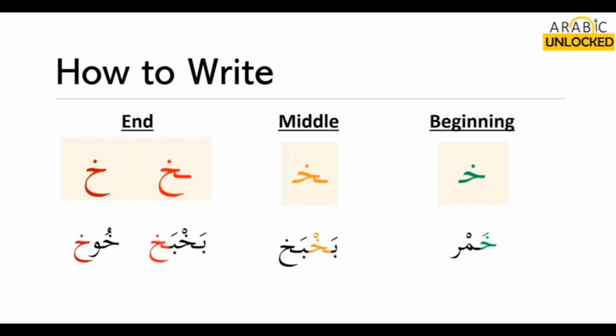Like in these examples, in the word bakh, the Kha at the end of the word is connected to the ba before it. It appears with 1 link before it, and it has the normal shape of the Kha. And in the word khukh, the Kha at the end of the word is after a semi-connected letter, which is waw in this case, and therefore it appears in its normal shape by itself.